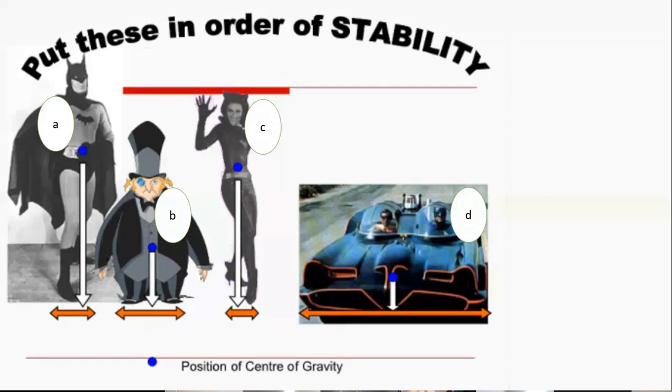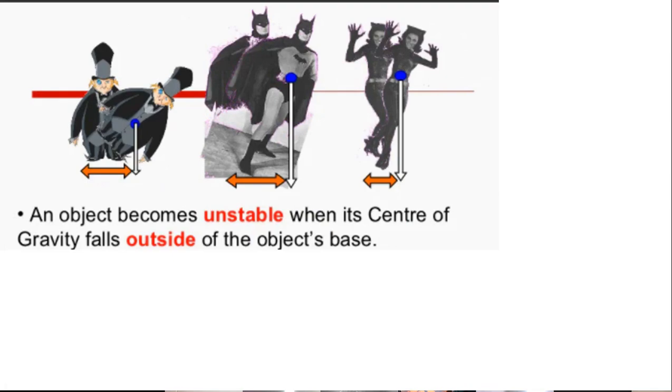And then go back to our starting questions. How about the stability of this object? Let's discuss it. An object becomes unstable when its center of gravity falls outside the base. This is the center of gravity, and this is the base. You can see the base. Which one is the widest base?